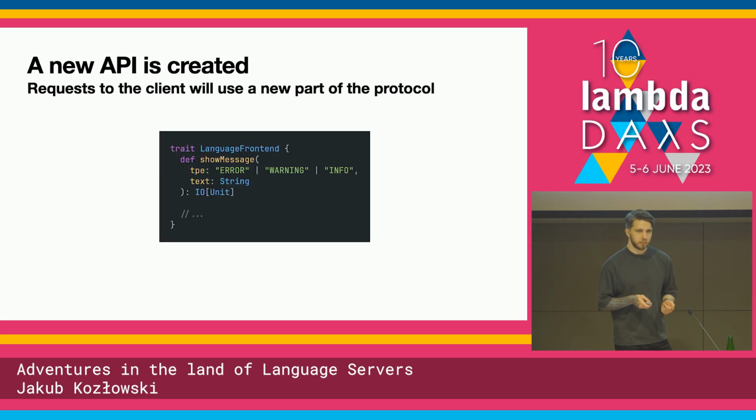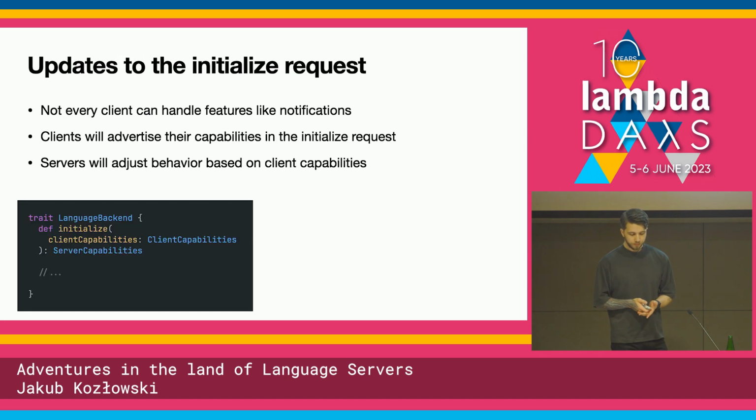So a new API will be created. Previously, we had this language backend API with some methods. Now we'll also have a language frontend, which will have things like feedback or maybe opening a dialog, things like this. And the server will use this protocol, this API, to talk to the client.